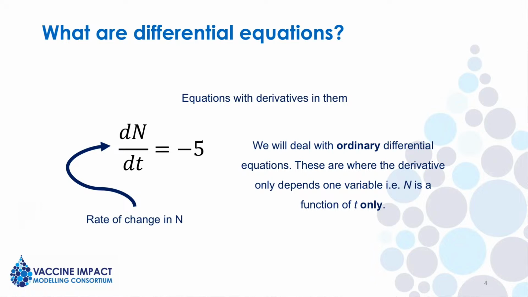So we're going to be talking pretty much exclusively about ordinary differential equations. So this is where the derivative of things like n only depends on t. We're not necessarily, except for one example, I think tomorrow, will we be looking at where the derivative depends on multiple things. We're just mainly focusing on where n is a function of t.